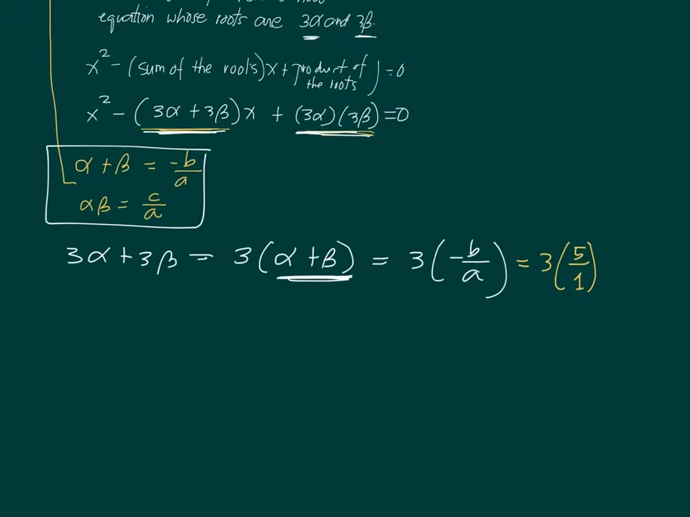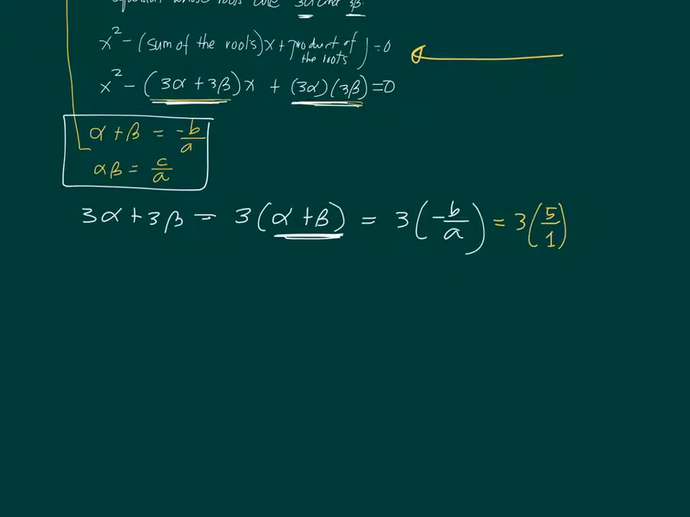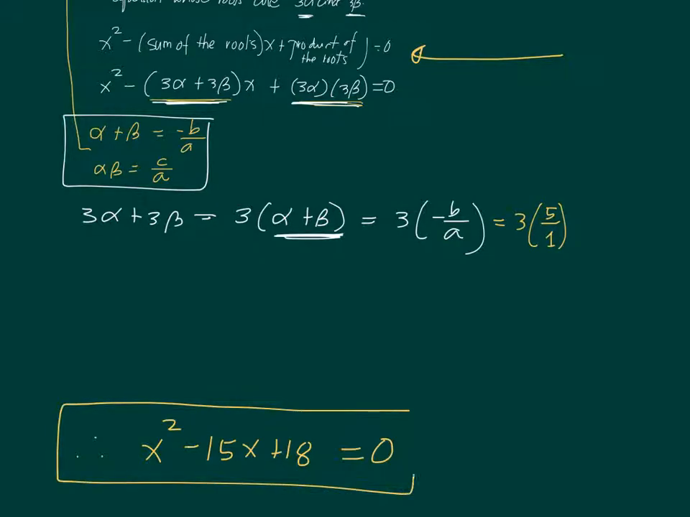You see, that's how you find the equation. Always keep in mind that it's just x squared minus the sum of the roots x plus the product of the roots. So to end with the solution, let's rewrite the answer. Therefore, the equation that we need is x squared minus 15x plus 18 is equal to 0. Since this equation does not contain any fraction, we can already end with this answer.